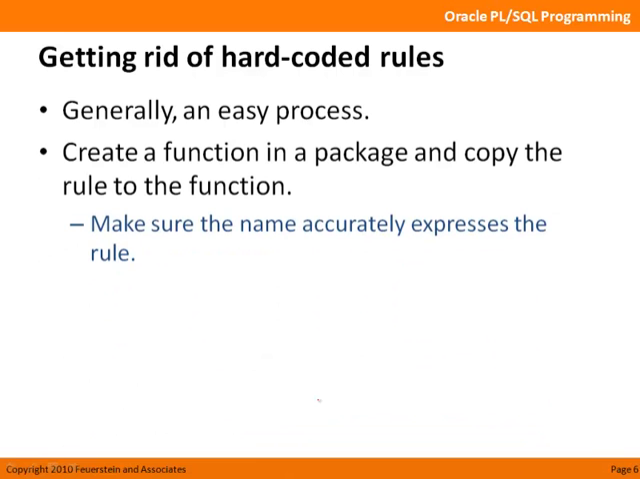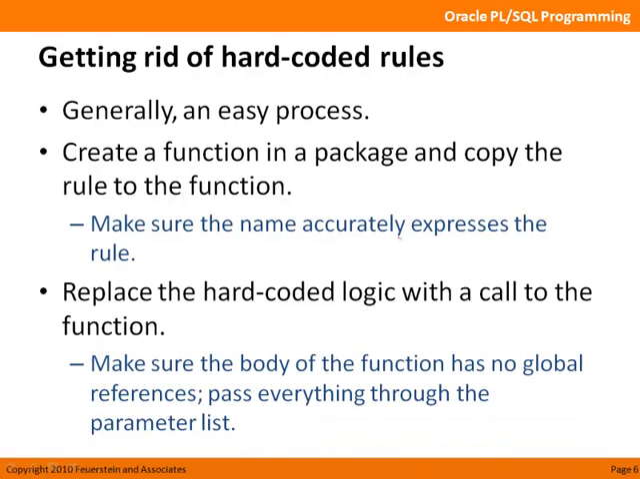First of all, identify the problem, identify the exposure of the rule. Then create a function, hopefully in a package. Copy the rule contents, the data, the code to the function. Make sure the name you choose for the function accurately expresses the rule. This is critical. If you come up with a bad name, people won't be able to identify the correct function that correlates to the rule. And then take out the hard-coded logic and replace it with a call to the function.